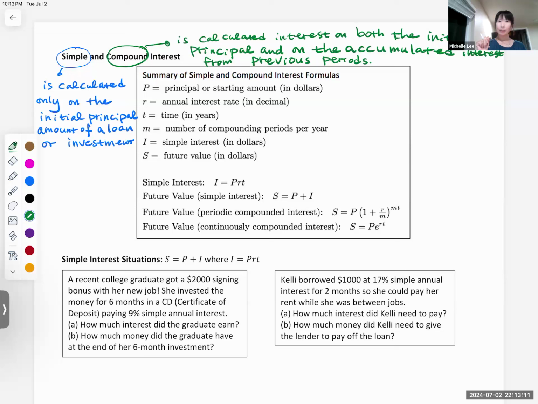Hello everyone, this is lesson 11. We are talking about simple interest and compound interest.